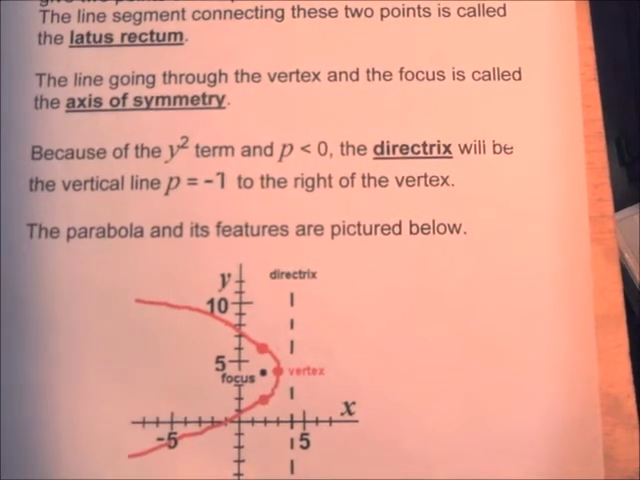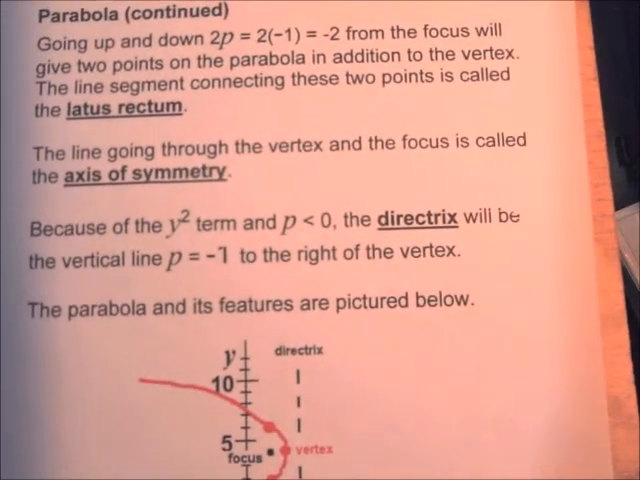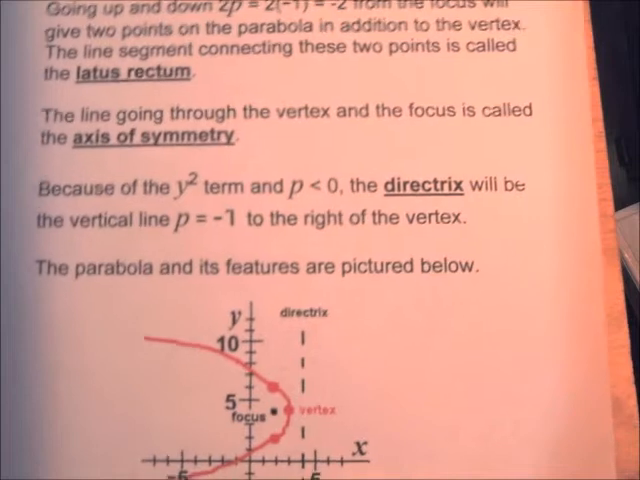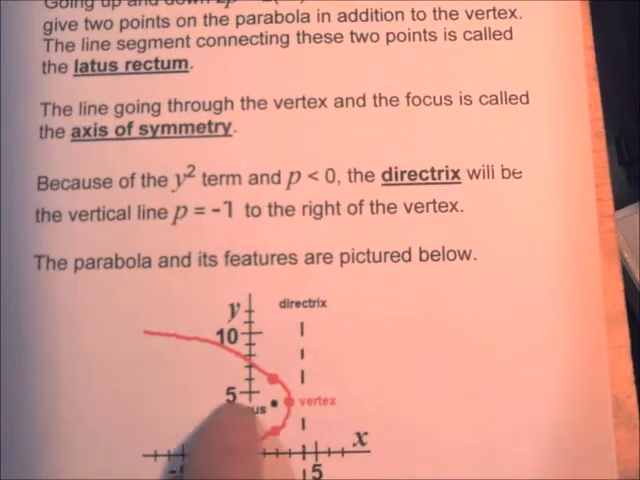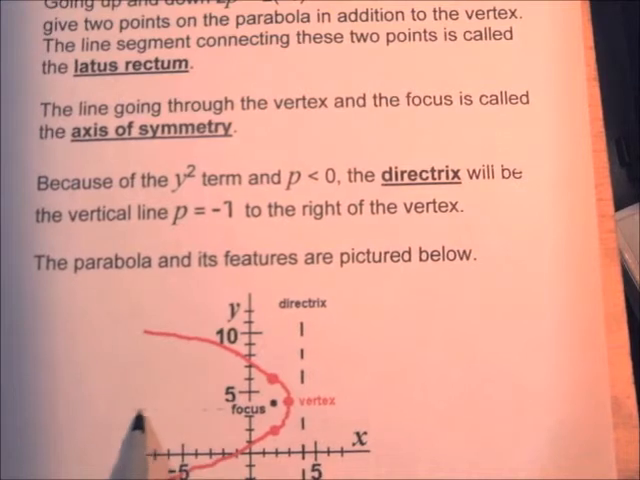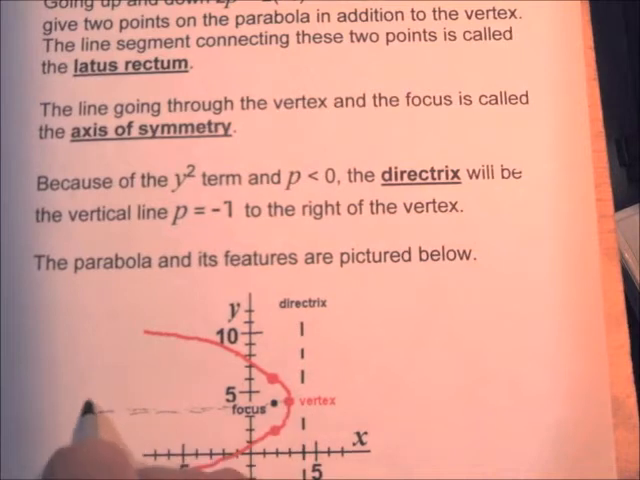And then from the focus, if we go up 2p and down 2p, so p is negative 1, 2 times negative 1 is negative 2, so go up 2 and down 2 from the focus. That'll give us 2 additional points on the parabola. By the way, if you connect these 2 points, that line segment is called the latus rectum. And the axis of symmetry, I didn't draw that, but it goes straight through the vertex and the focus. So this is the axis of symmetry here.